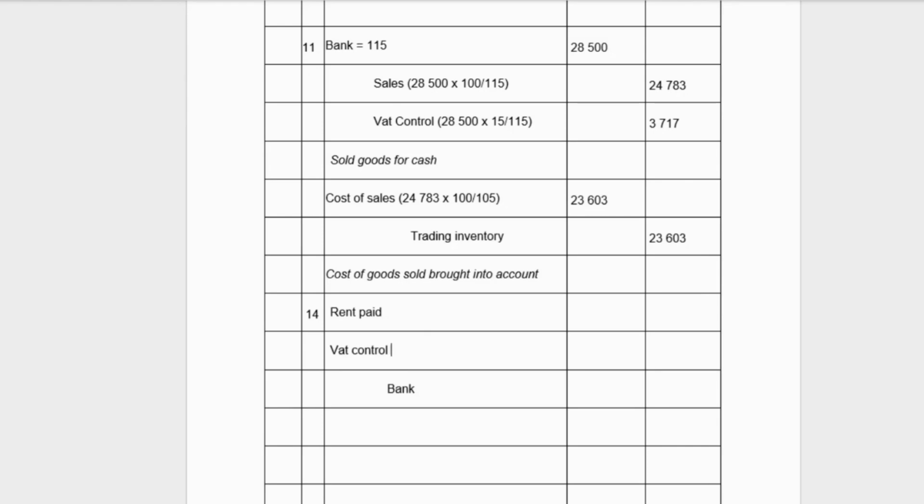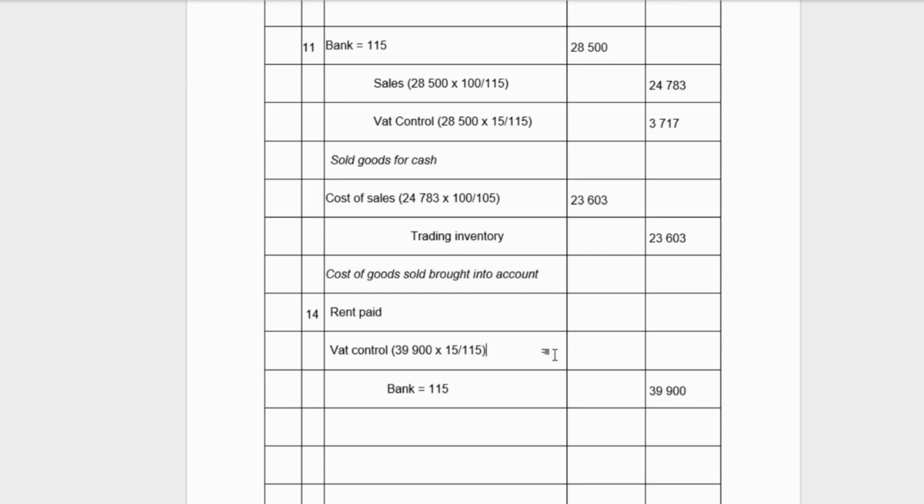VAT control right there, okay? And then you're going to account for what you paid here, which is your total payment. So you paid 39,900, which is your bank. That is equal to 115, and then your VAT control is equal to 15. So you're going to say 39,900 multiplied by 15 out of 115.